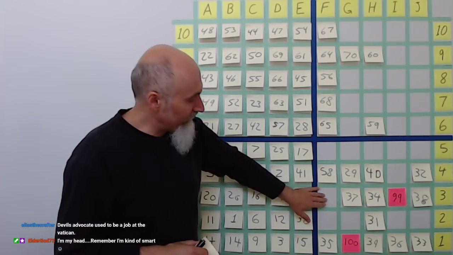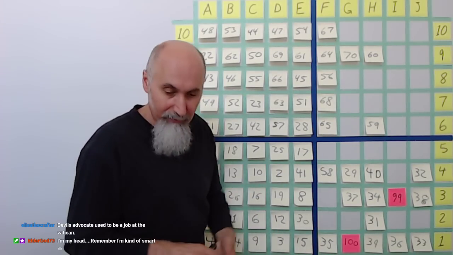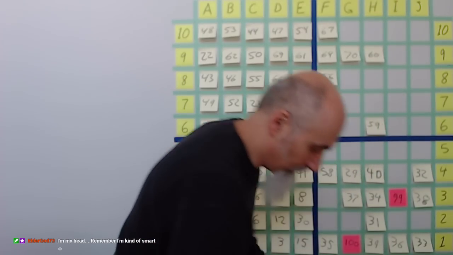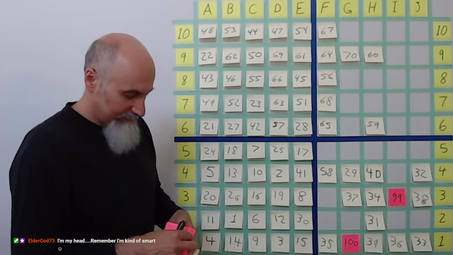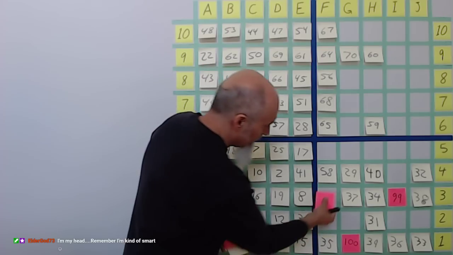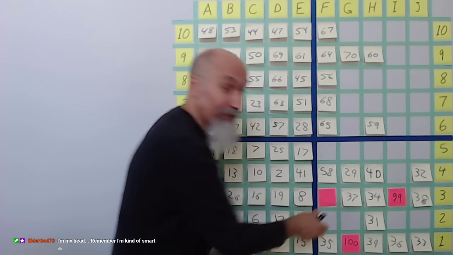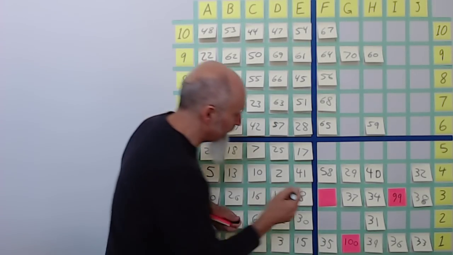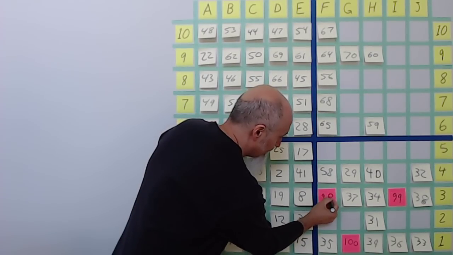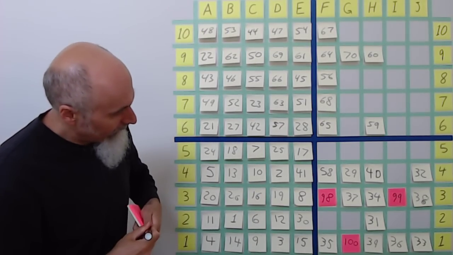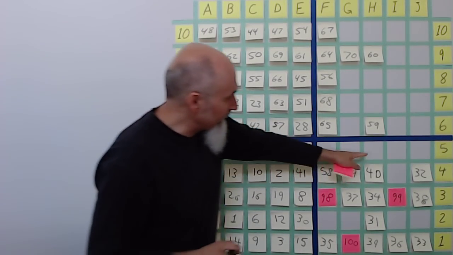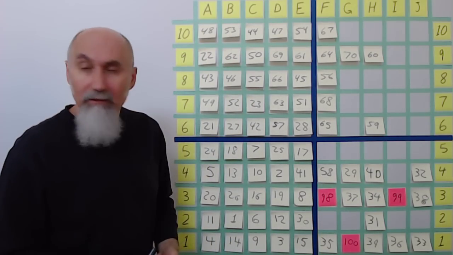Yeah, F3 has to be 98. There's only one coming into it, so that's got to be 98. Let's drop down this guy. So this has to be 98. Good catch, good catch. 98, 98. And if that's the case, then this has to be 97, right?